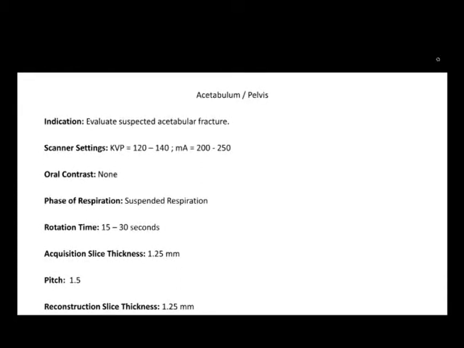I'm sure that we each have solved pelvic trauma, and there'd be some degree of question if the acetabulum is still intact. And so this is what this is going to be for, an acetabular fracture. A KVP is going to be 120 to 140. Notice our MA is going to go up simply because we're going through a very dense bony portion, and that's going to be 200 to 250.